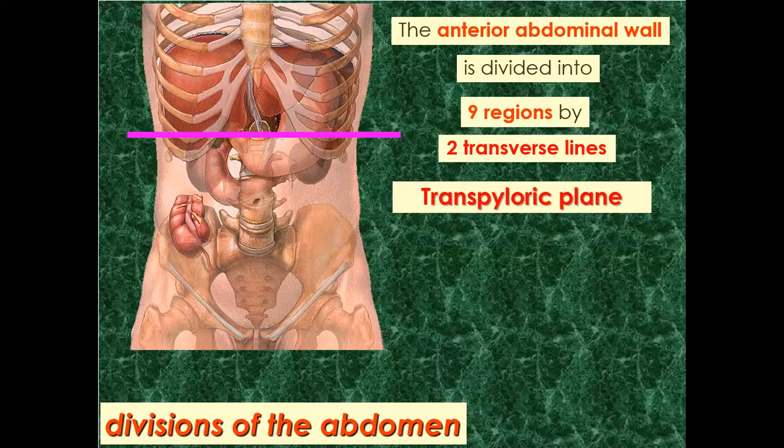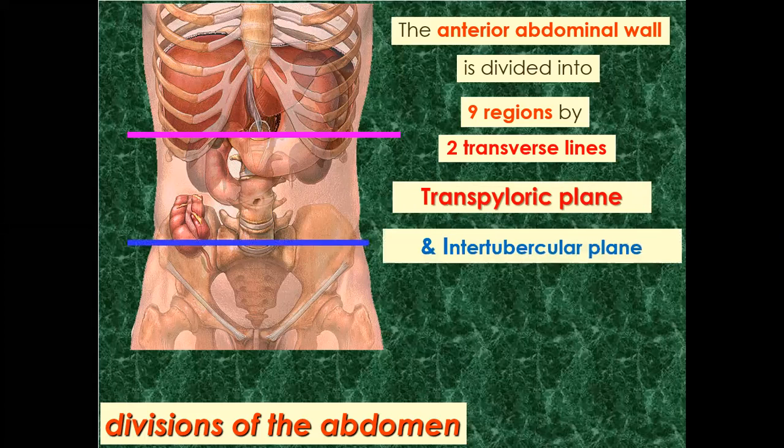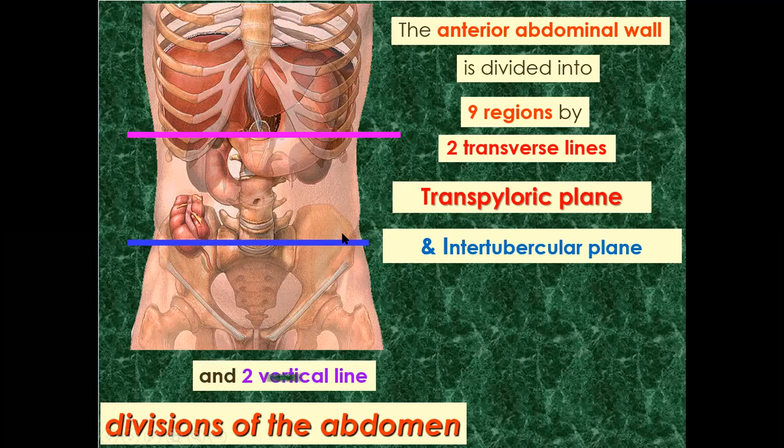Then we have the second transverse line, which is also called the intertubercular plane, because it passes through the 2 tubercles. Here are the tubercles of the hip bone. So it passes through the tubercles, and it is called the intertubercular plane. So there are 2 transverse or horizontal lines. One is the transpyloric in the upper part of the abdomen, and the second is the intertubercular plane below. So these are 2 transverse planes.